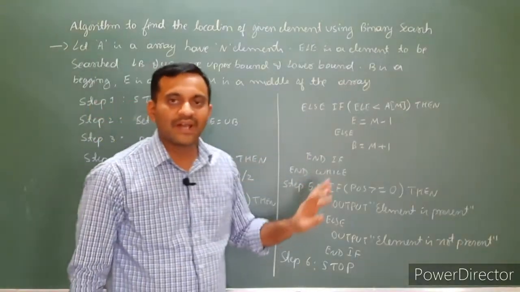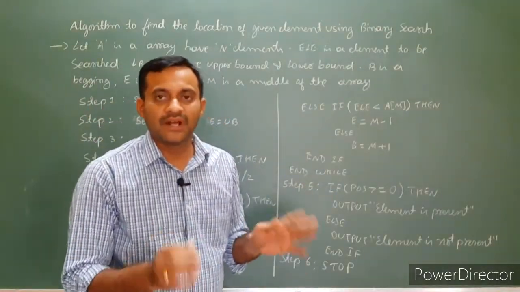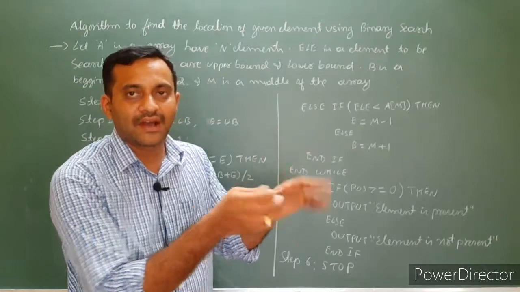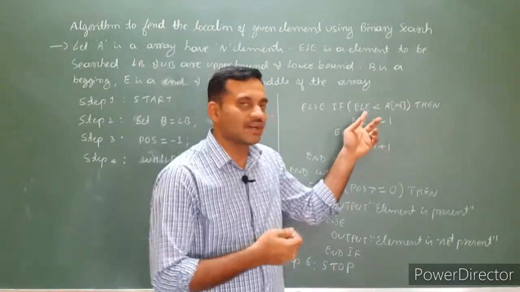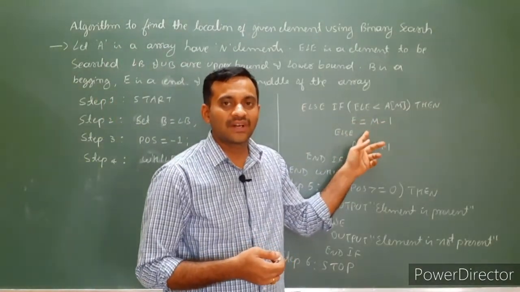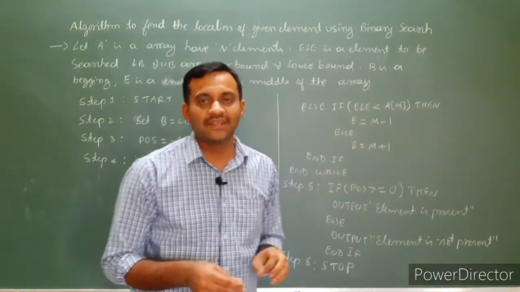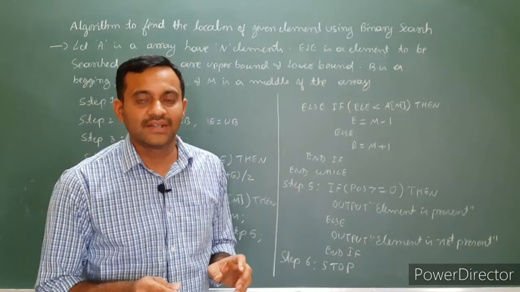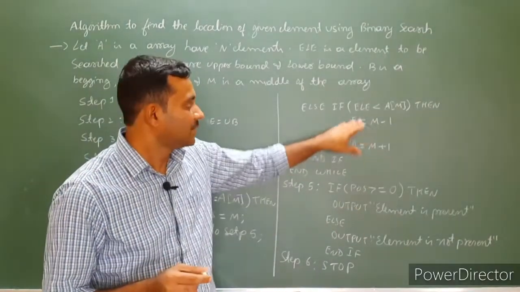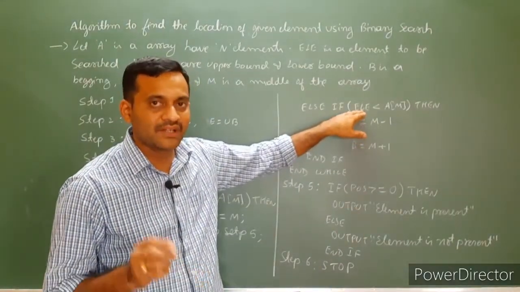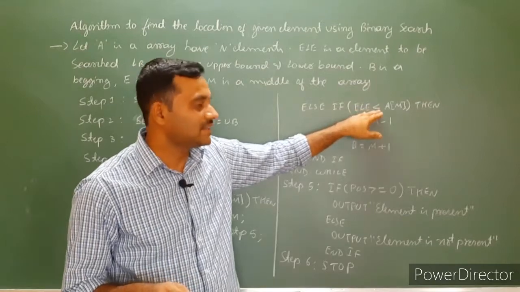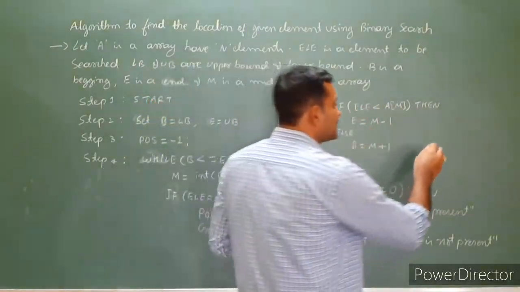Then we have to verify whether the element belongs to the first half or second half. If it is in the first half, the element is less than a of m. The condition is that the array elements must be sorted. If the searching element, EL, is less than a of mid.